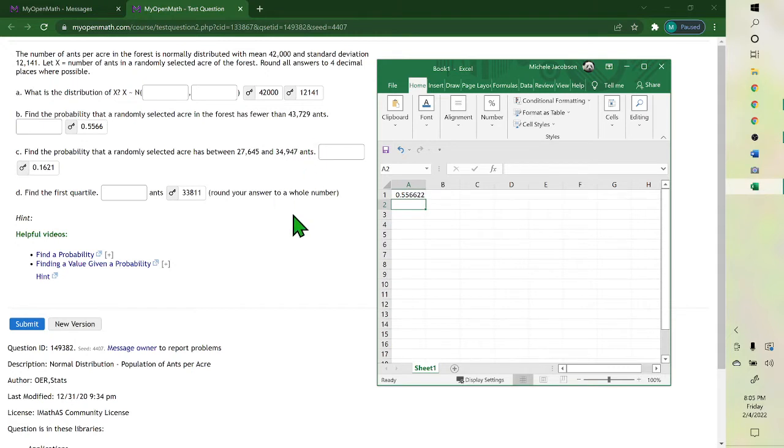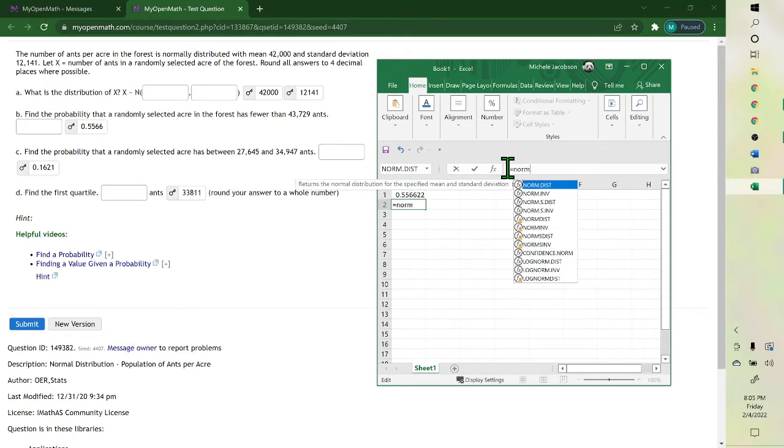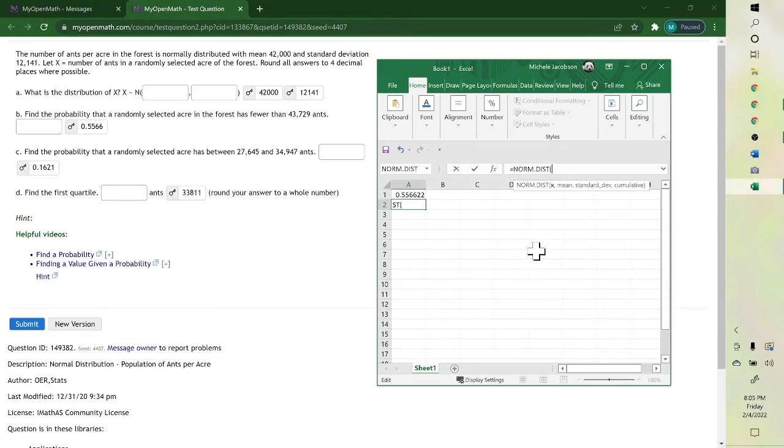Now for in between, what you want to do is find the percent for the 34 first, the 34,000. So we do equals norm distribution, and then put your 34947, comma, the mean, standard deviation, comma, and a 1, and hit enter.